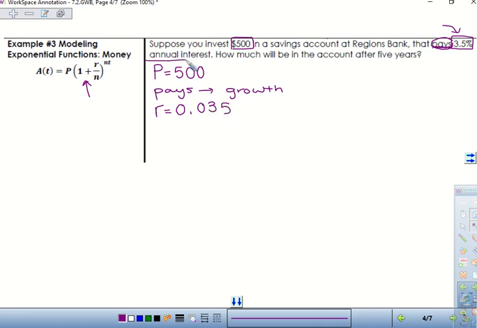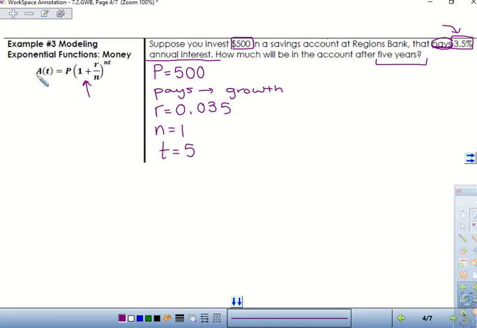Next one says annual interest. Annual means N is equal to what? 1. And how much will be in the account after 5 years? That represents T, which is time. So you see how we were able to identify all of the parts of that problem right ahead of time. Okay. So now what you're going to do is you're going to plug in.